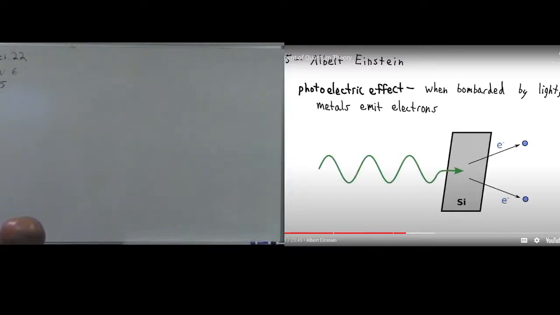And he publishes one more paper on the photoelectric effect. The photoelectric effect, this is when you shine a light on metal and you generate a current. You free some electrons. This is how solar cells function.